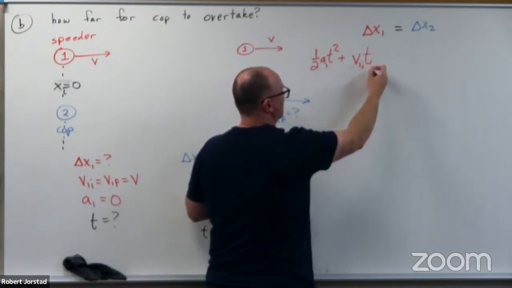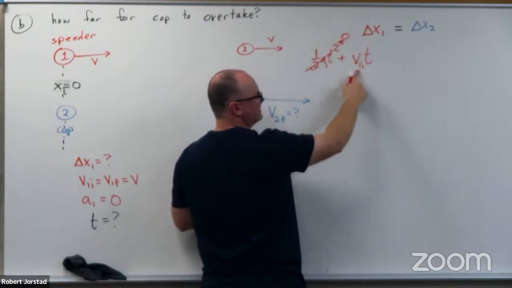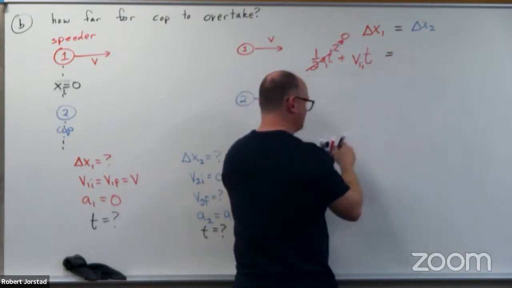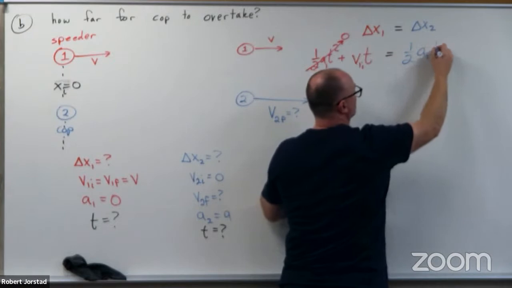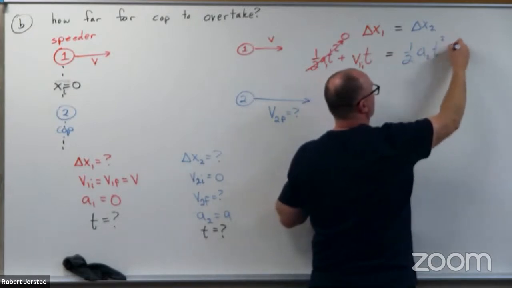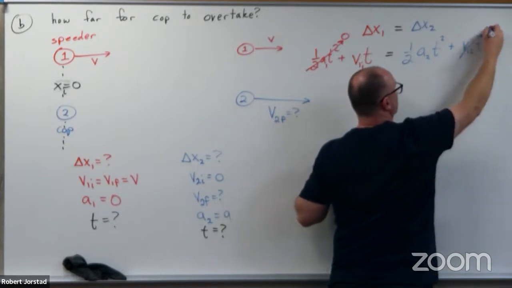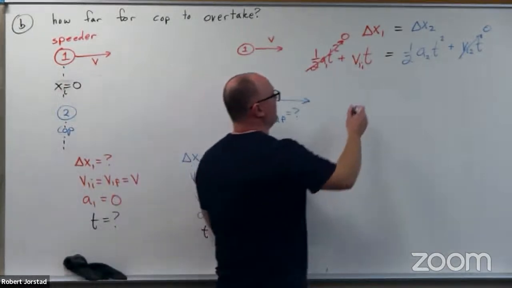All right, and this is initial. Well, in this case, the acceleration goes to 0. V initial is just v, so that's going to be that. On the other side, we have 1/2 acceleration 2 times t squared plus v initial 2 times t. This is 0. The time is the same for both.